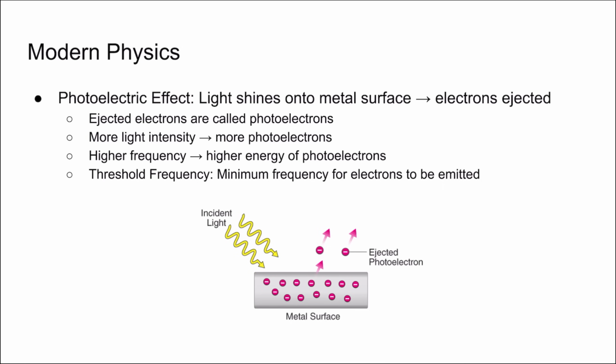Finally, we have modern physics. A key thing you need to know here is the photoelectric effect. This is when light shines onto a metal surface and electrons are ejected from the surface. The ejected electrons are called photoelectrons. More light intensity means more photoelectrons, and higher frequency means higher energy of the photoelectrons. And threshold frequency is the minimum frequency for electrons to be emitted.